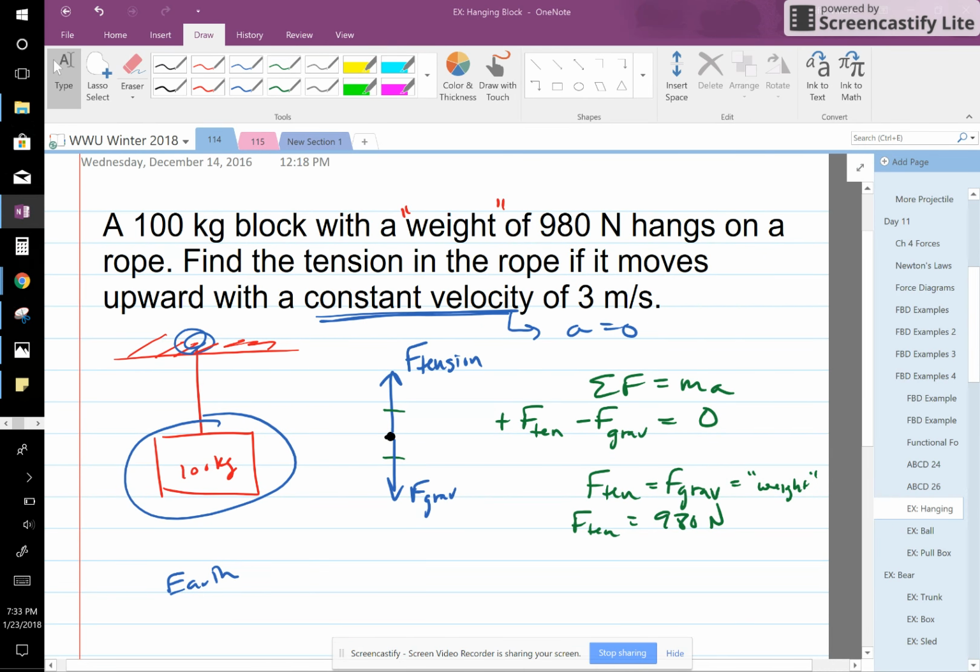Okay, so take note of the steps here. We drew a picture, we drew a force diagram, we assessed information from our problem, we summed our forces, and we solved with what we knew. And those are the general steps that you should always follow with these force problems. Picture, force diagram, information from the problem, sum your forces, solve for the thing you're looking for.